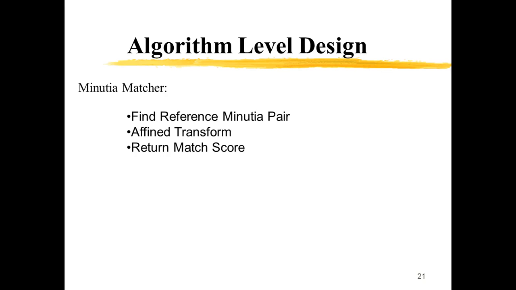The second stage of the minutiae matcher is the match stage. The match stage performs a matching algorithm on the processed images after the alignment stage. The alignment stage is where we find the reference minutiae pair. So once the alignment stage is done, the matching stage performs a matching algorithm and determines the match score between the two images.